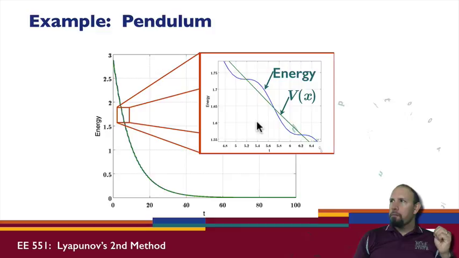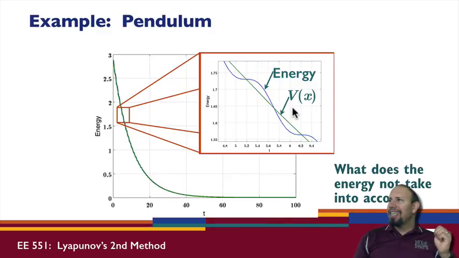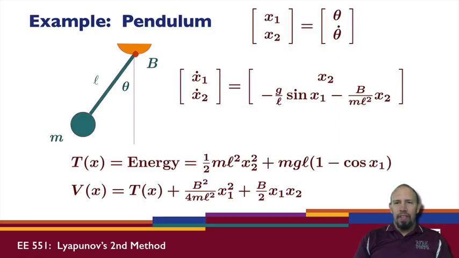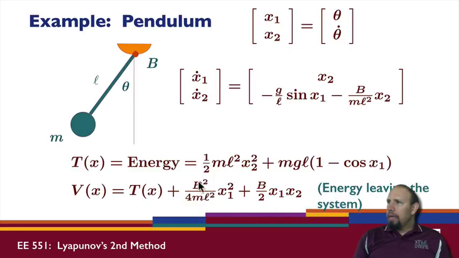So the energy function does not take into account the dissipation. Basically, when we looked at our system, this is the energy in the system, our kinetic and our potential energy. These two terms basically describe the energy that's leaving the system.